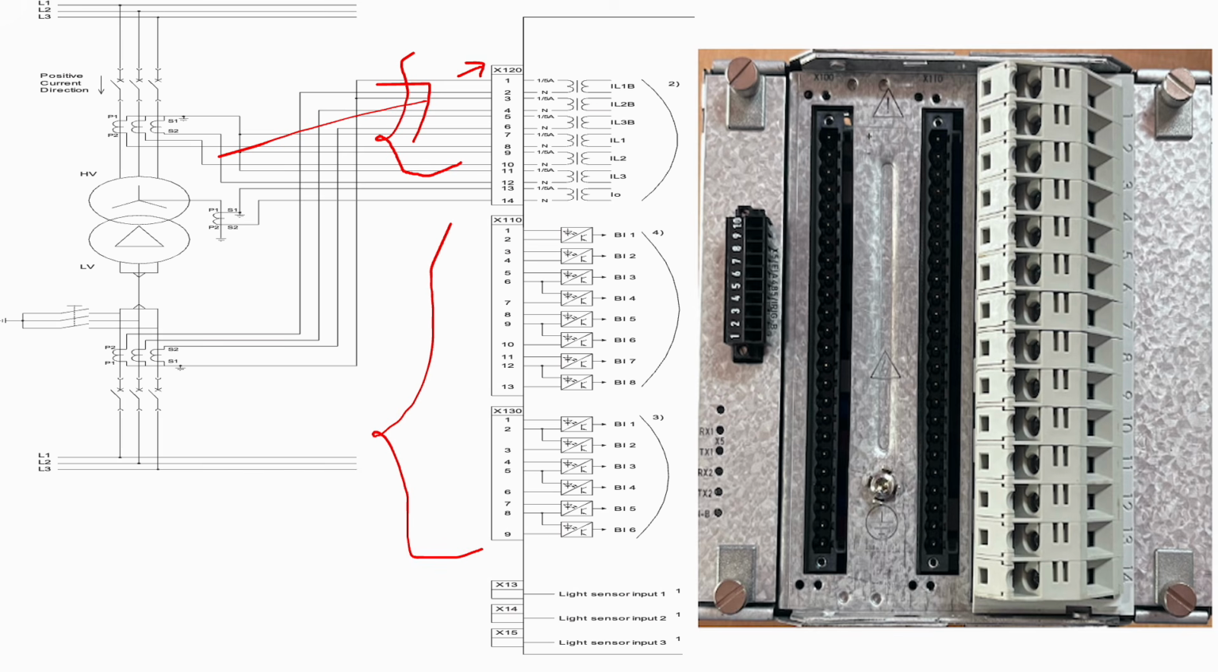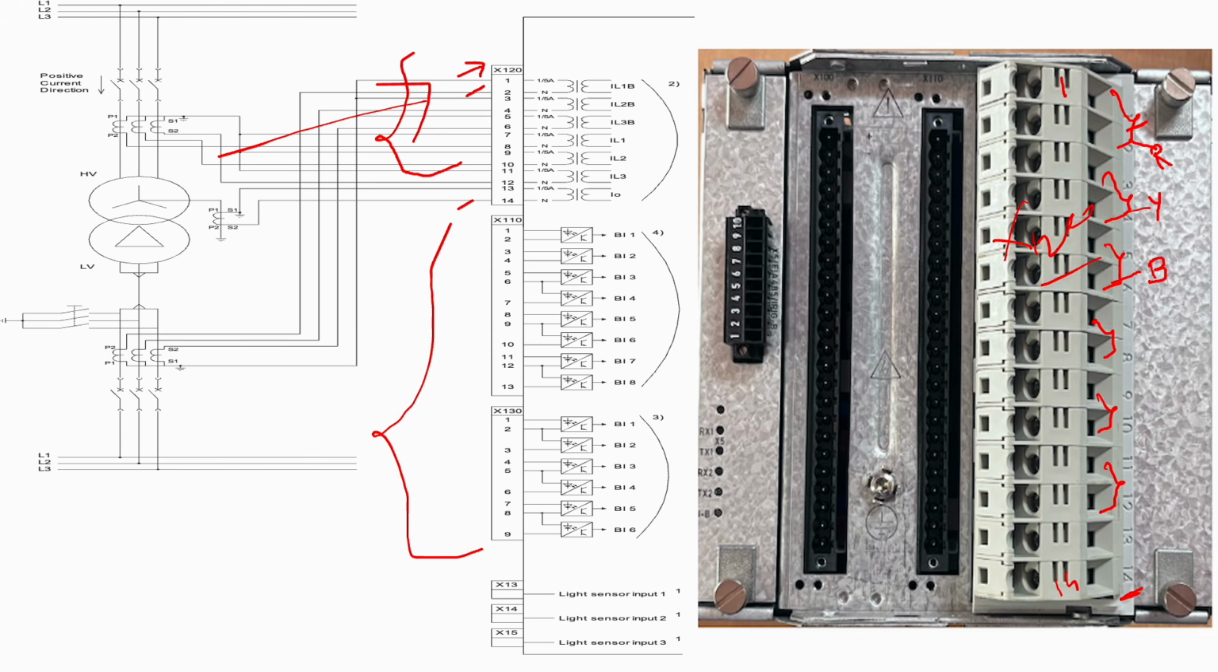So here you can see terminal numbers 1 to 14. This is the X120 card, and this is terminal number 1, and this is terminal number 14. You can see here 14 number and 1 number, right? Here you can see 1, 2, after that 3, 4, after that 5, 6, after that 7, 8, 9, 10 and 11, 12. So here 1, 2 is related with the R phase LV CT, 3, 4 is Y phase LV CT, and 5, 6 is B phase LV CT.